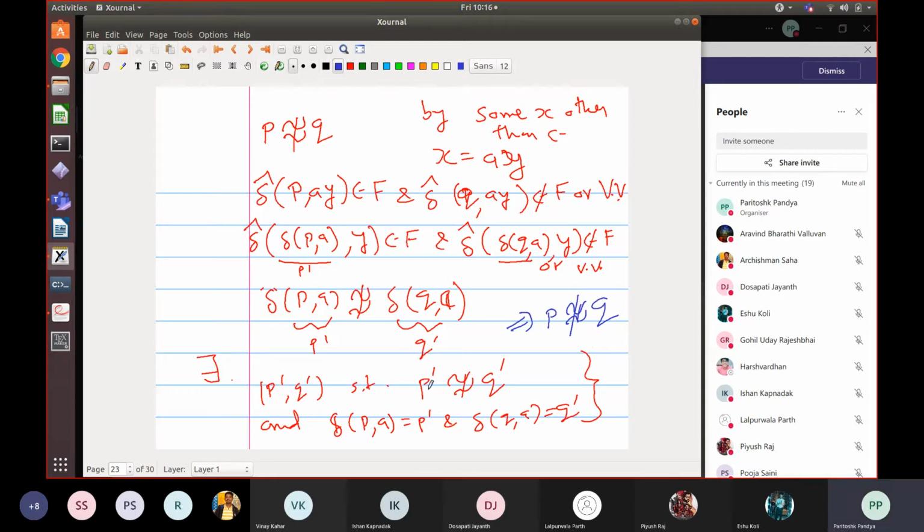See, what we are saying is that these two are not equivalent. So there is some string Y which distinguishes P prime and Q prime. And from P on an A you go to P prime, and from Q on an A you go to Q prime. So there is a longer string AY, which will distinguish P and Q. If P prime and Q prime are separated by some string Y, and if delta of PA is equal to P prime and delta of QA is equal to Q prime, then the string AY separates P and Q, right?